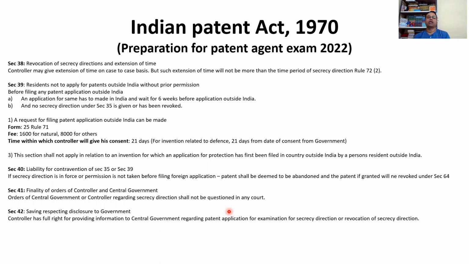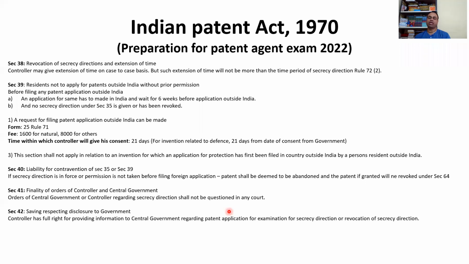And section 38 says that if the secrecy direction is revoked and some extension of time is required, then the controller will decide case to case basis the extension of time for performing that task, but that extension will not be more than the time period for which secrecy direction was there. Okay, rule 72(2). And section 39 says that no one should apply outside without prior permission. Okay, so there is a scenario: if you file a patent in India, then after 6 weeks you can file outside India. Then in that case you need not follow this form 25, all these things. You just wait for 6 weeks and then file outside India. And if there is a secrecy direction and it is revoked, then you can file outside India.